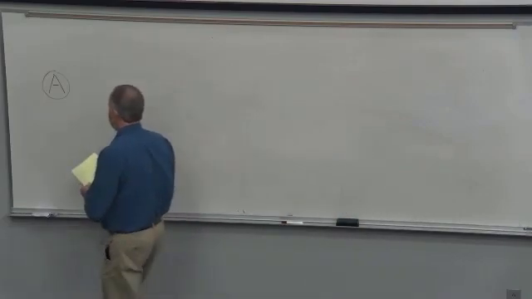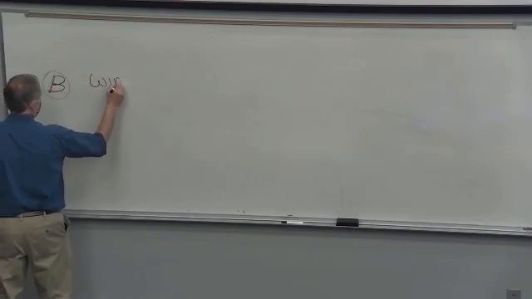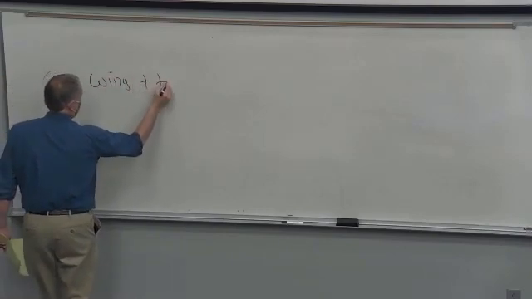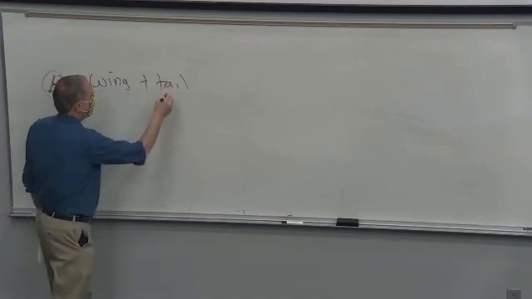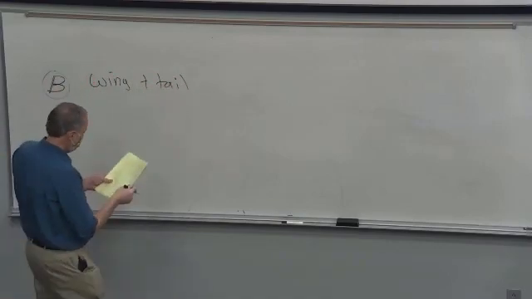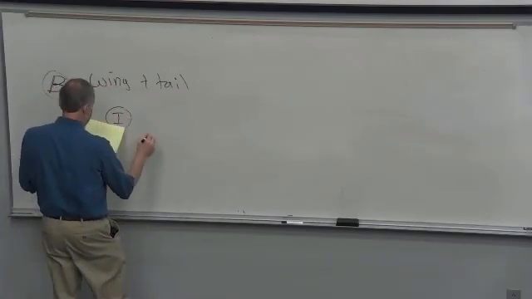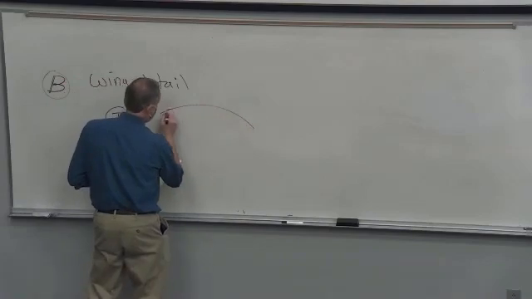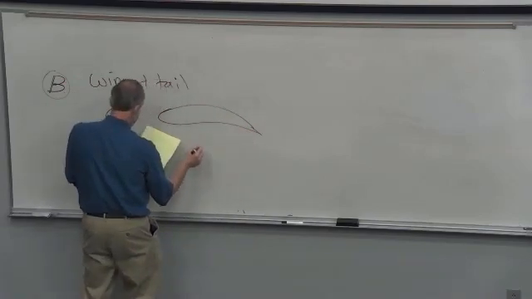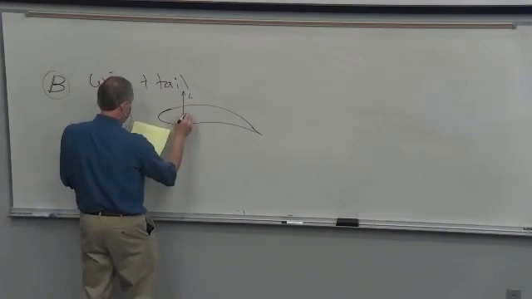So this is option B. Wing plus tail. Well, that sounds like how airplanes are built, so why did they do that? So here we've got option 1. Here's the wing. We've got the lift of the wing.